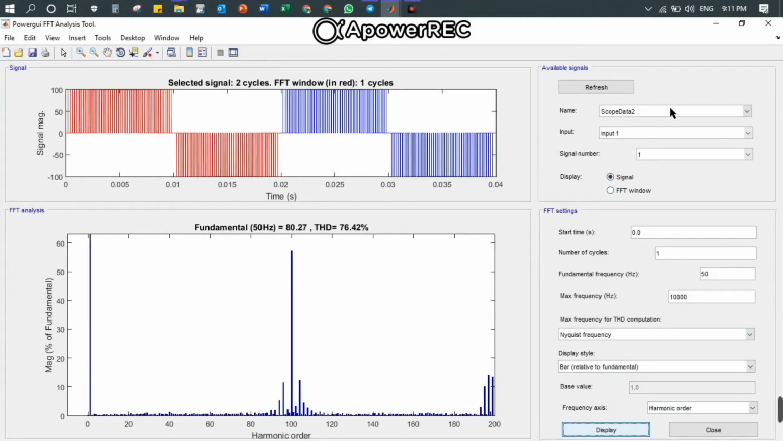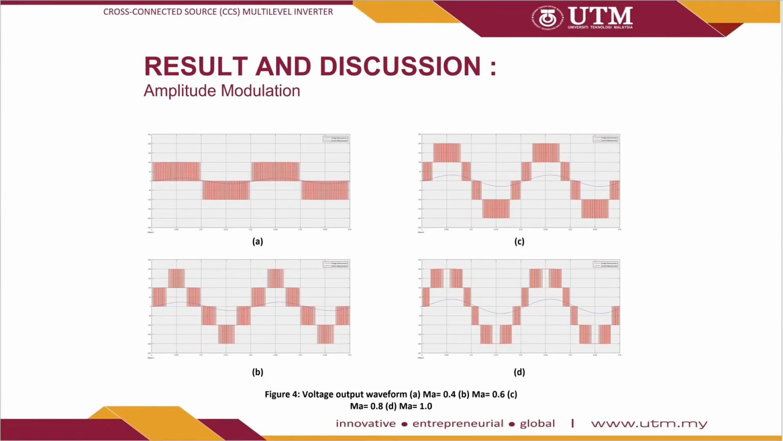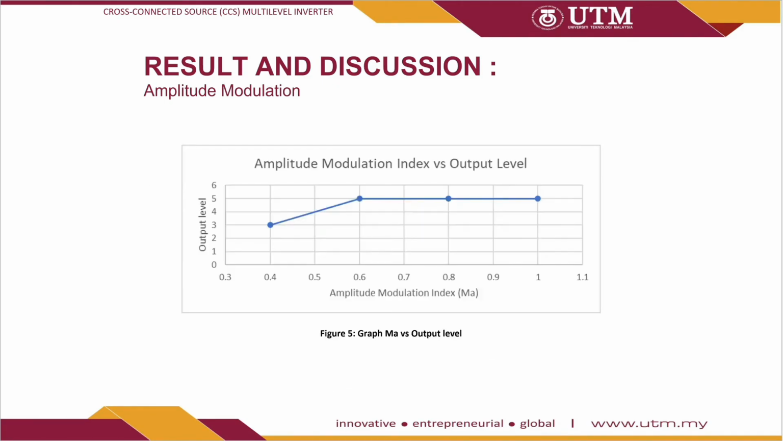We are not using MA larger than 1 because overmodulation will happen. Based on the result, we can observe that all of the output waveforms have 5 level voltage except for the one with MA equal to 0.4.